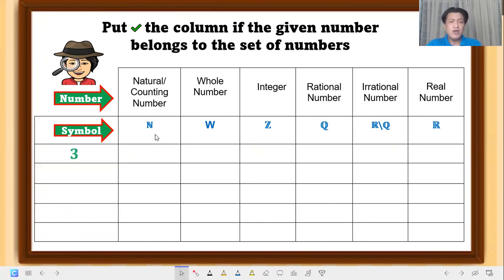Okay, with that, we are going to identify saan ba kabilang itong 3. Natural number ba siya or counting? Yes. Di ba? Start lagi ng 1. Okay, whole number ba siya? Yes. Siyempre, pag natural number, automatic whole number siya.